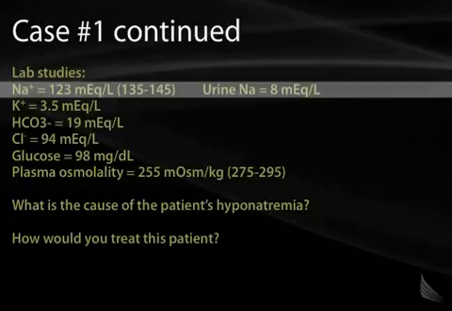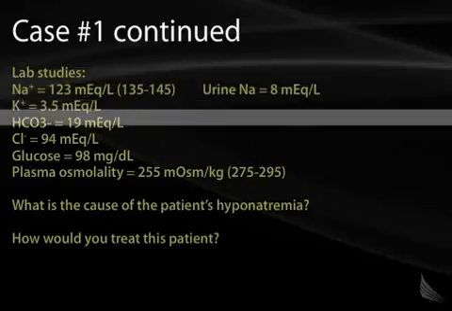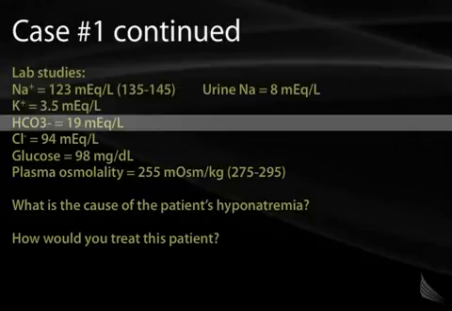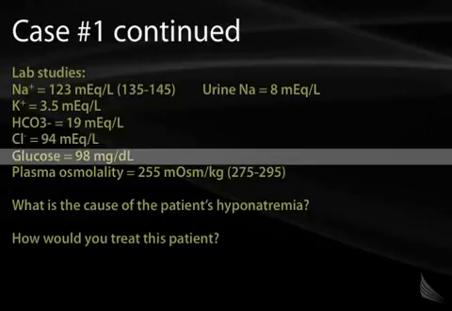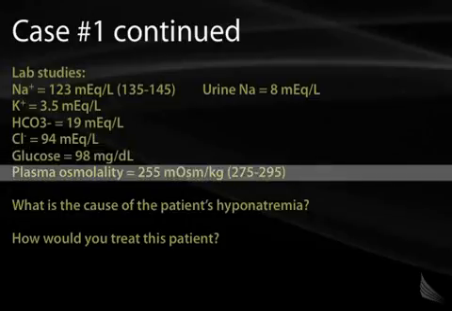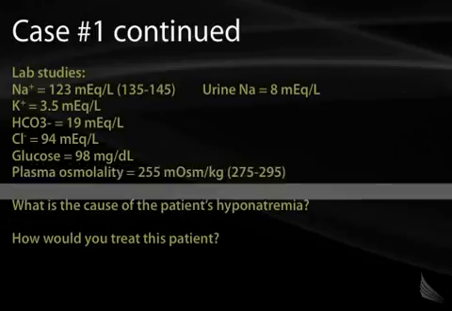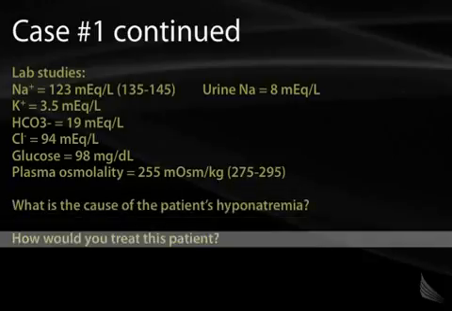The lab studies are as follows: sodium concentration low at 123, urine concentration of sodium at 8 milliequivalents per liter, which is low, potassium concentration of 3.5 milliequivalents per liter, bicarbonate concentration of 19 milliequivalents per liter, chloride concentration of 94 milliequivalents per liter, glucose concentration of 98 milligrams per deciliter, and plasma osmolality of 255 milliosmoles per kilogram, which is also low. The two questions are, what is the cause of the patient's hyponatremia, and how would you treat this patient?